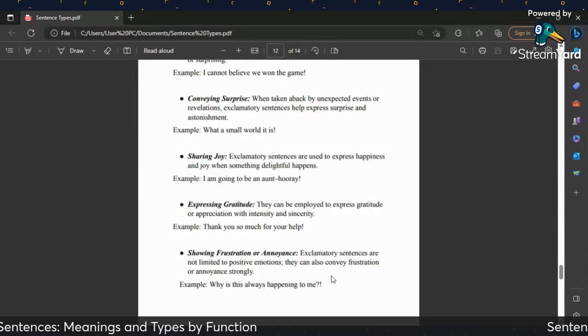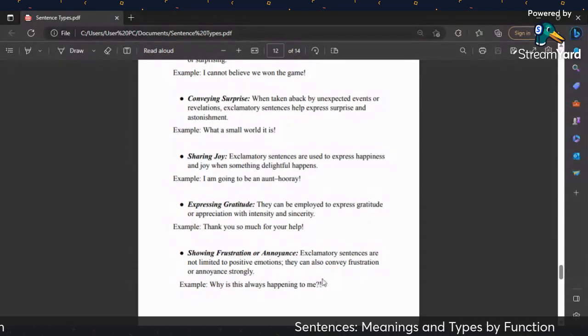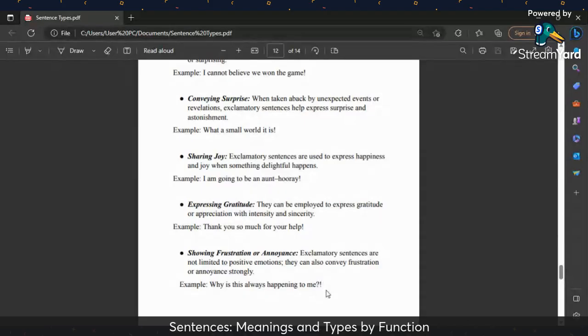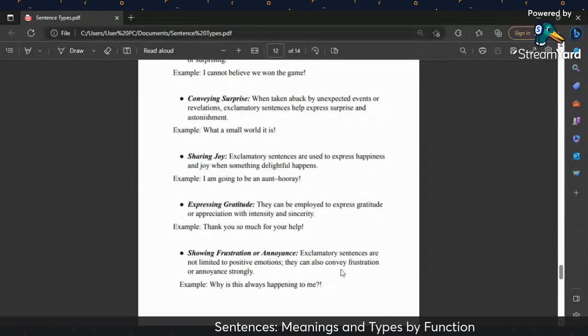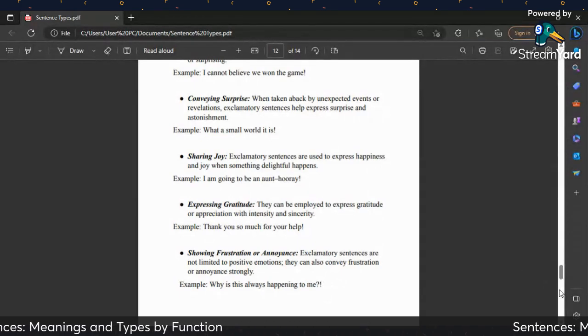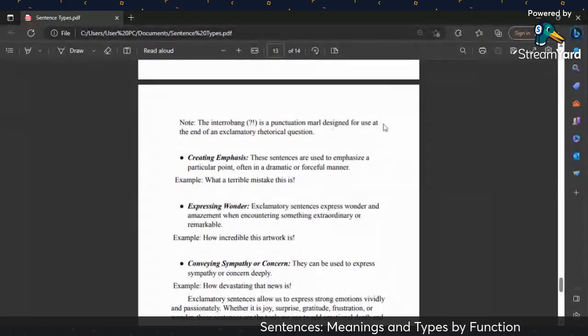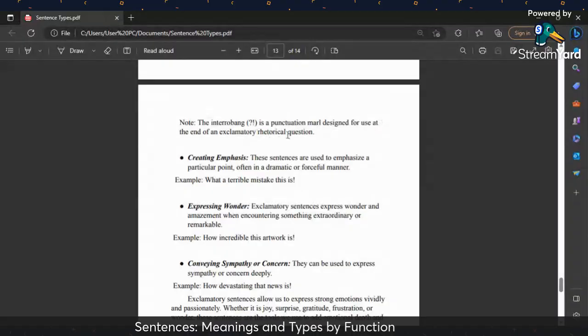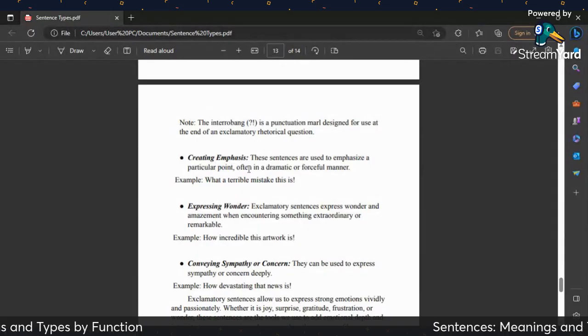Why is this happening to me?! This question mark and exclamation mark used together is called an interrobang. We use it most times when you're trying to pass across annoyance. The interrobang is a punctuation mark designed for use at the end of an exclamatory rhetorical question.